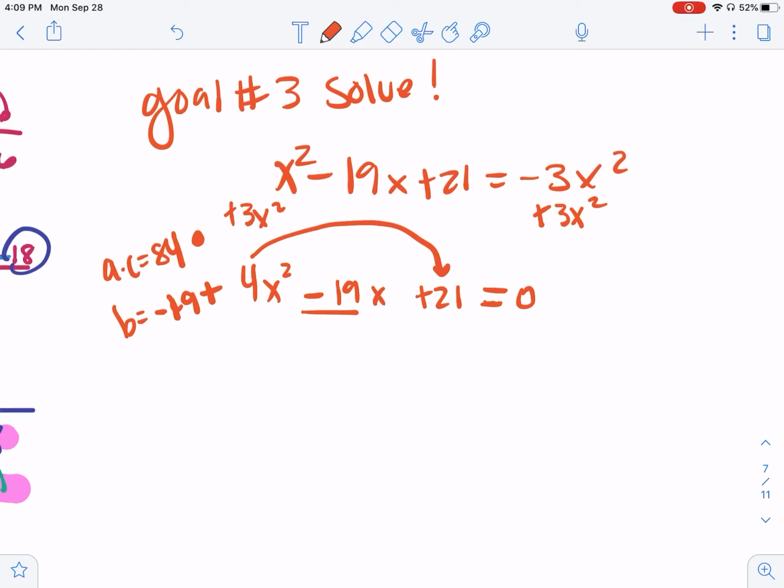Sometimes this does take some trial and error. Those numbers are negative 7 and negative 12. 12 times 7 is 84. Negative 12 minus 7 is negative 19. When you find those two numbers, you bust apart your b terms. We're going to substitute them in for b. That gives me 4x squared instead of negative 19x, am I right? Minus 12x minus 7x plus 21 equals 0.